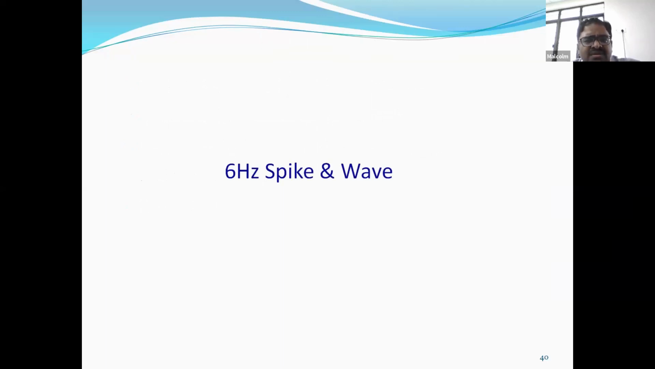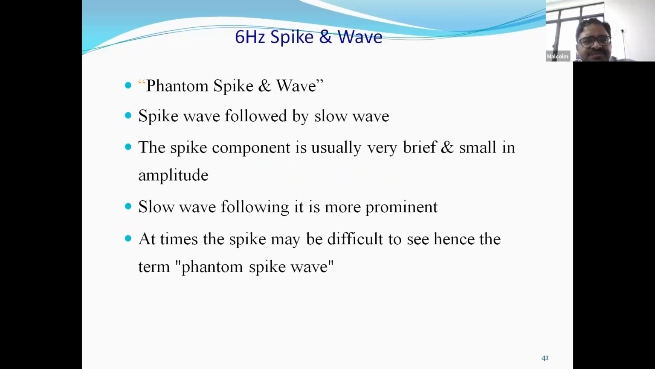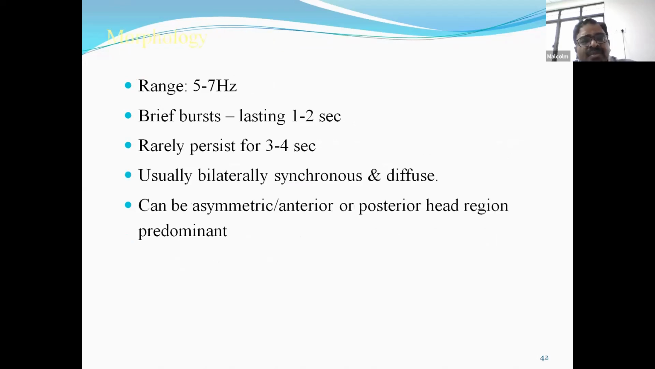Another important benign epileptiform variant that we are going to discuss today is the 6 hertz spike and wave discharge. This is commonly called the phantom spike and wave. The spike is followed by a slow wave, but many times the spike will be too small. It is like a phantom, and the slow wave following it is quite prominent. And why it is called a phantom, as I told you, the spike may be difficult to see and it appears and disappears like a phantom.